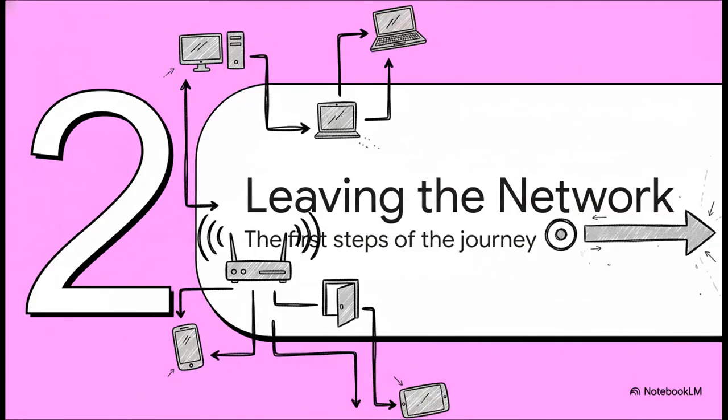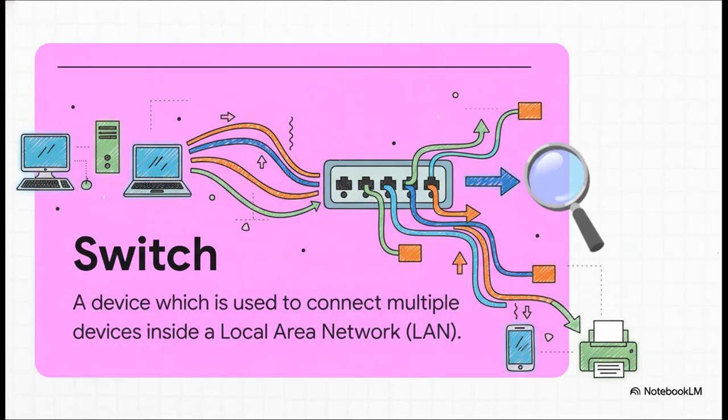So, our packet is all packaged up and addressed. What's its first challenge? It's got to navigate its immediate surroundings, your home, your office network, and find the exit. Inside your local network, the first thing our packet is going to meet is a switch. Now, the switch is basically a local traffic cop. Its whole job is to look at the packet's local address and point it toward the right exit, making sure it doesn't get lost among your laptop, your phone, and your smart TV.